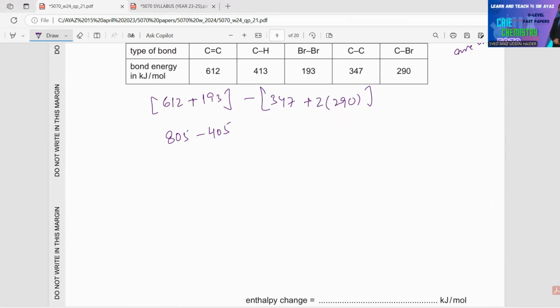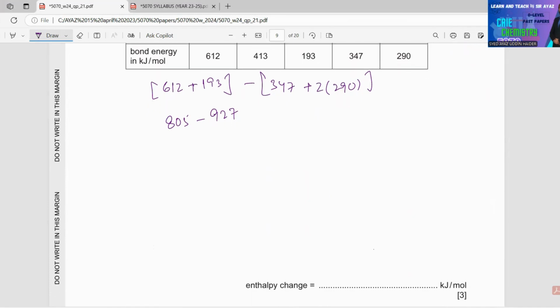Sorry, there's a mistake. I need to do this again. 290 multiplied by 2, we are getting 580. 580 plus 347, 927. So 805 minus 927, minus 122. This will be the final answer. Minus 122 kilojoule per mole.